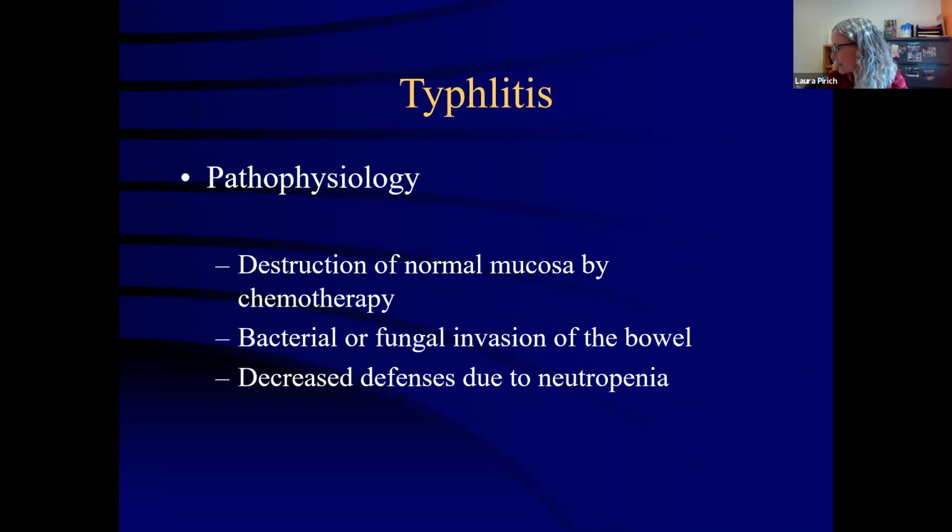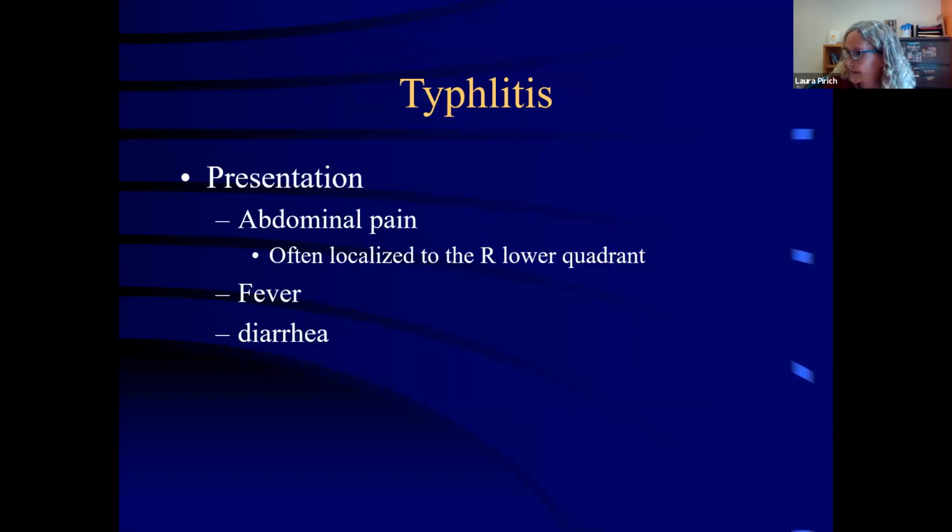Let's talk a little bit about typhlitis. Typhlitis is something we see in our kids fairly frequently. The pathophysiology is the destruction of normal mucosa by chemotherapy. And then you have bacteria, or you can have fungal invasion of the bowel. And you have decreased defenses because you have neutropenia. So this is kind of the perfect storm when it comes to typhlitis. And how do they present? Abdominal pain, and classically it's often localized to the right lower quadrant.